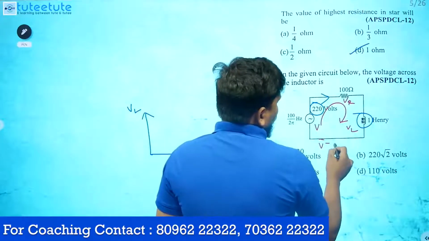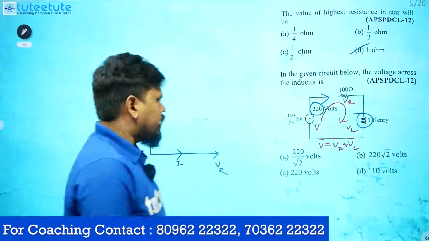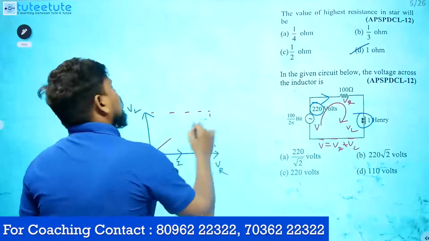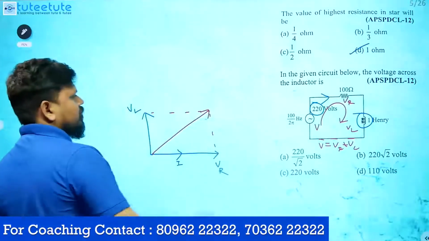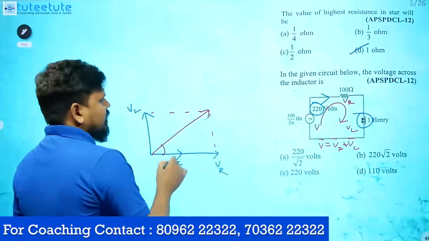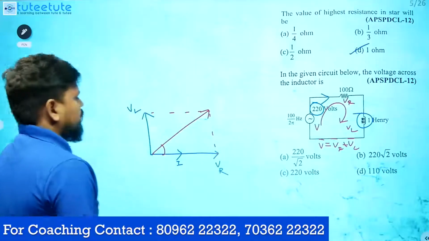V bar is equal to VR bar plus VL bar. That means we have to add the vectors. How to add these two vectors? Extend this one here, extend this one here, and just add. This is our resultant vector, and whatever angle we get is the angle difference between voltage and current at the source. Understanding, right?